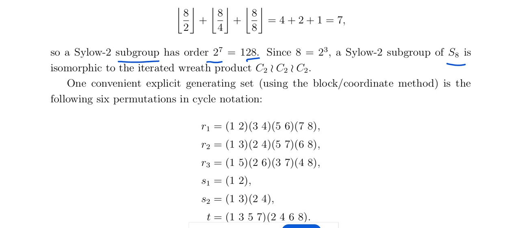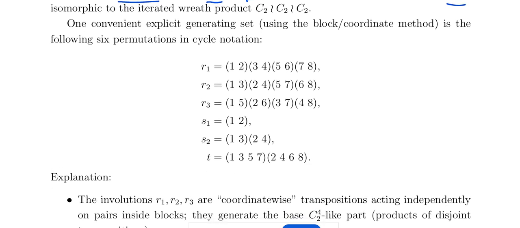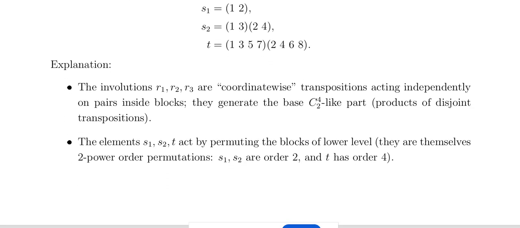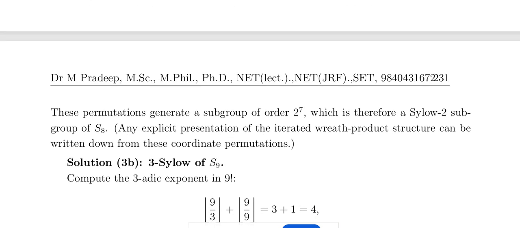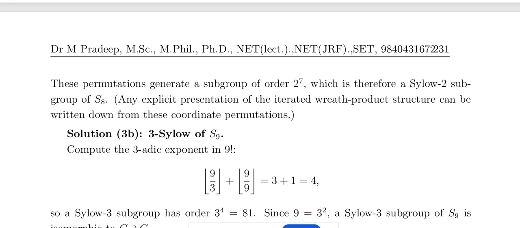The convenient explicit generating set is of 6 permutations in cycle notation, that is 1 2 3 4. Let's leave it. The permutations generate the subgroup of order 2 power 7, which is therefore the Sylow 2 subgroup of S8.